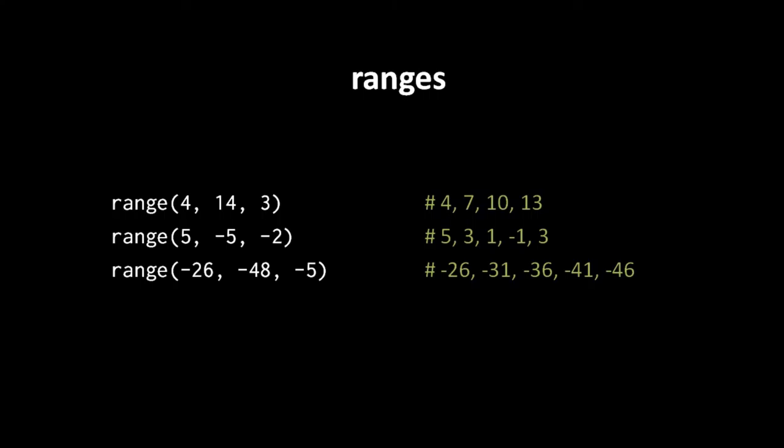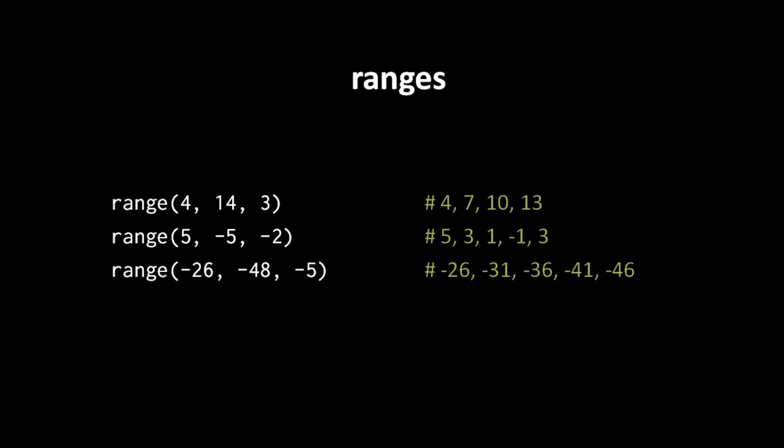In the second range example, we have a starting value of positive 5, an end value of negative 5, and a step of negative 2. So we start out at 5 and go to 3, 1, negative 1, and negative 3. Negative 5 itself is not included because negative 5 is less than or equal to the specified end value, which is negative 5. Negative 5, of course, is equal to negative 5.